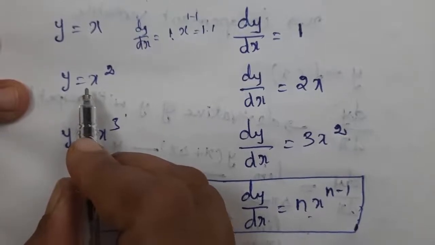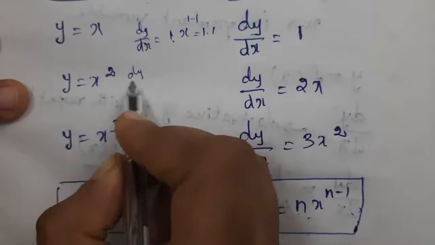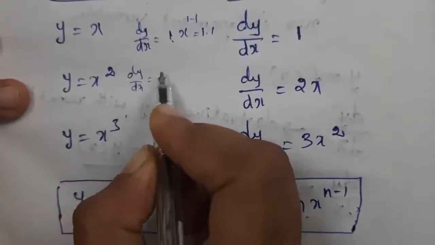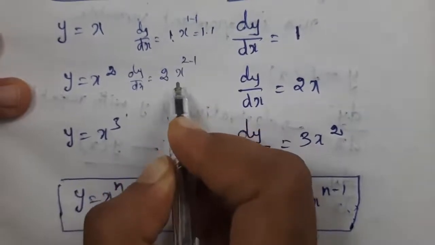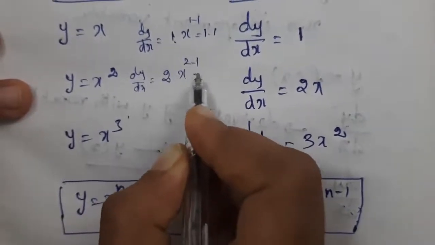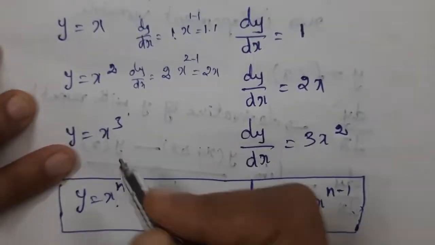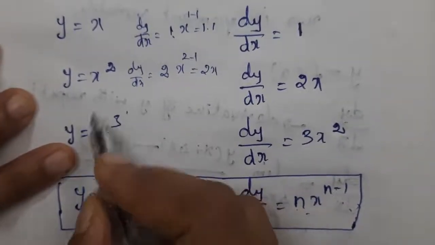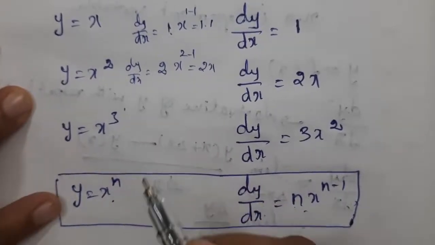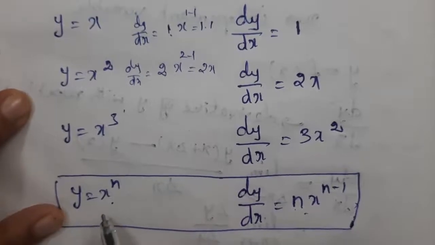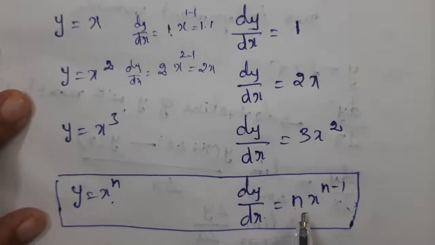Y equal to x square. X power n means n into x power n minus 1. So dy by dx is equal to what? N is 2, so 2 into x power n minus 1, 2 minus 1. What is that? 2 minus 1 is 1. So 2x. Similarly, y equal to x cube means dy by dx is equal to 3 into x power 3 minus 1, that is equal to 3x square. So this is the important formula. Y equal to x power n, dy by dx is equal to n into x power n minus 1.